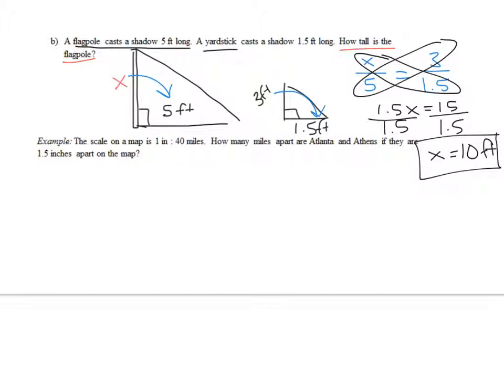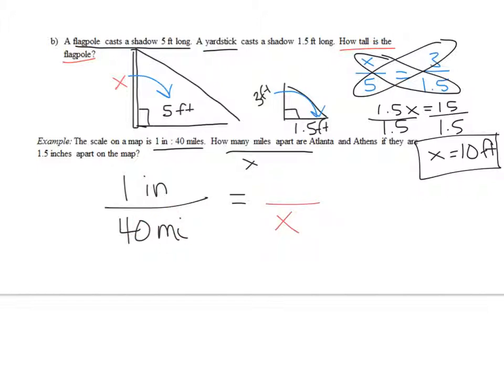And the last part, the scale on a map is 1 inch equals 40 miles. So this is kind of the start of our proportion. 1 inch is 40 miles equals how many miles? So how many miles is going to be x? So if the miles are on the bottom over here, I'm going to write x on the bottom over here. If they are 1.5 inches apart on the map, so if I have inches on the top right here, I'm going to write 1.5 inches on the top right here.